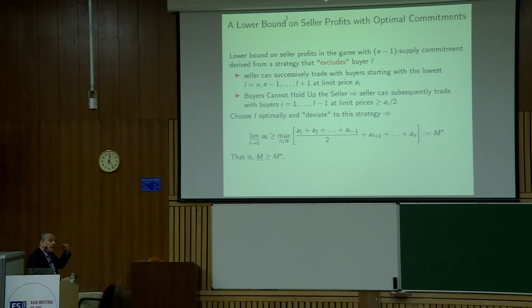M lower bar is a lower bound across all possible exclusion commitments. I've given you a particular exclusion commitment which attains the payoff M star. So M lower bar is a lower bound if we are free to choose a commitment in an optimal way. So this is a payoff attainable by a particular commitment.